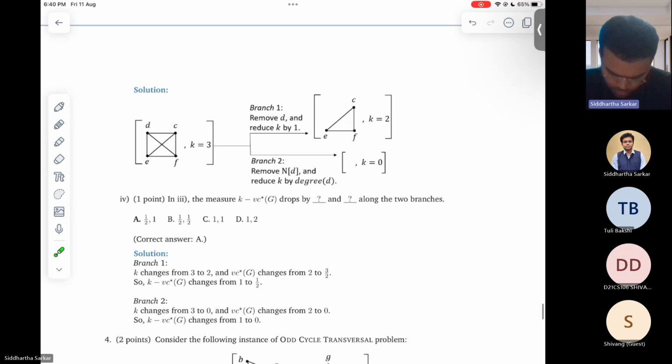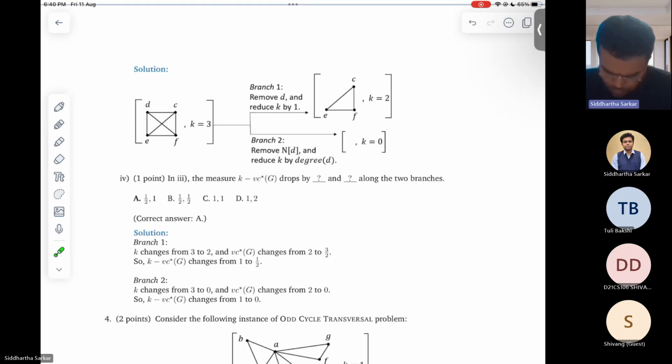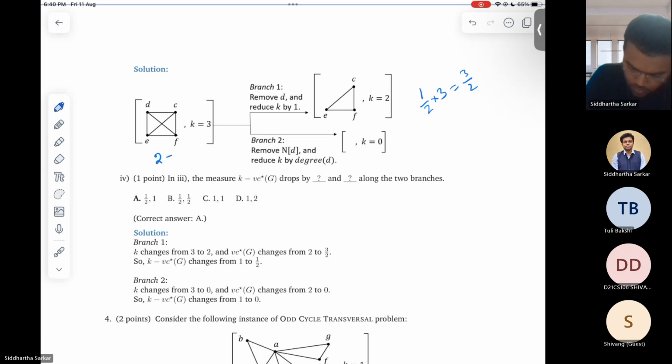So there's one more part to this question. The measure K minus VC star G drops by how much along the two branches? In this branch, what would be the optimal value of the LP? The three vertices half integral solution is to give half to every variable corresponding to every vertex. So half into 3 would be the LPOPT. Here LPOPT was 2, K was 3, and we are interested in this quantity. So K is 3, 3 minus 2 is 1.